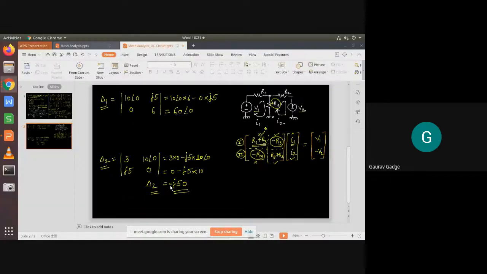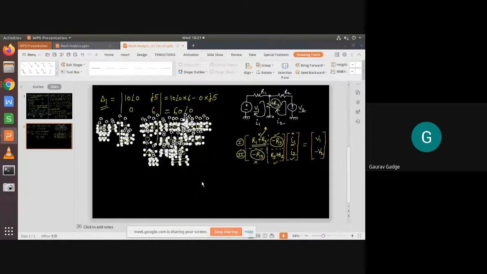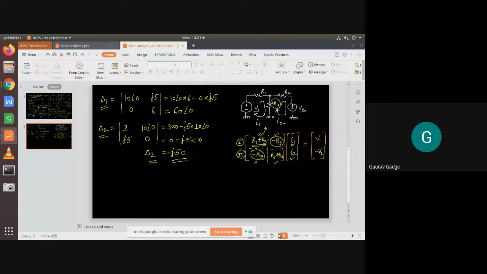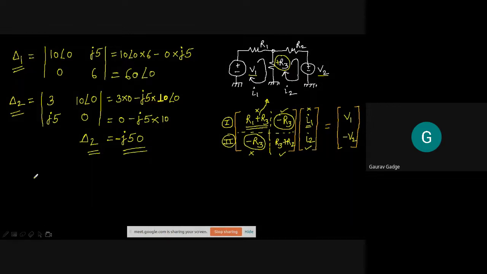Now the numerical is not finished here. It is just halfway, but in fact we have almost done with the numerical. Now what you have to do? We just have to find the values of I1 and I2. So now I1 is equal to delta 1 upon delta. This is your Cramer's rule. I1 is equal to delta 1 upon delta, and I2 is equal to delta 2 upon delta.